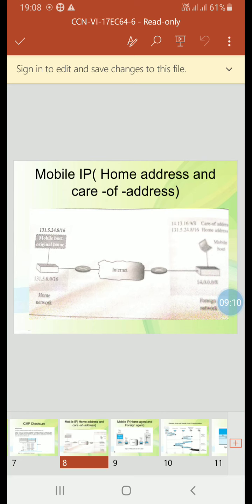When a host moves from one network to another, the care-of address changes. It is associated with the foreign network, the network to which the host moves. When a mobile host visits a foreign network, it receives its care-of address during the agent discovery and registration phase.